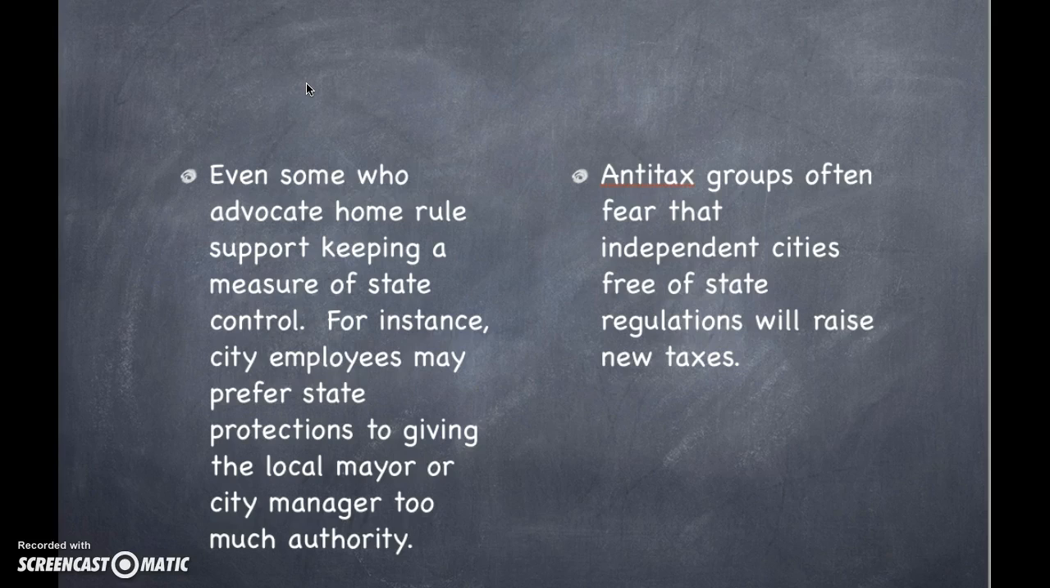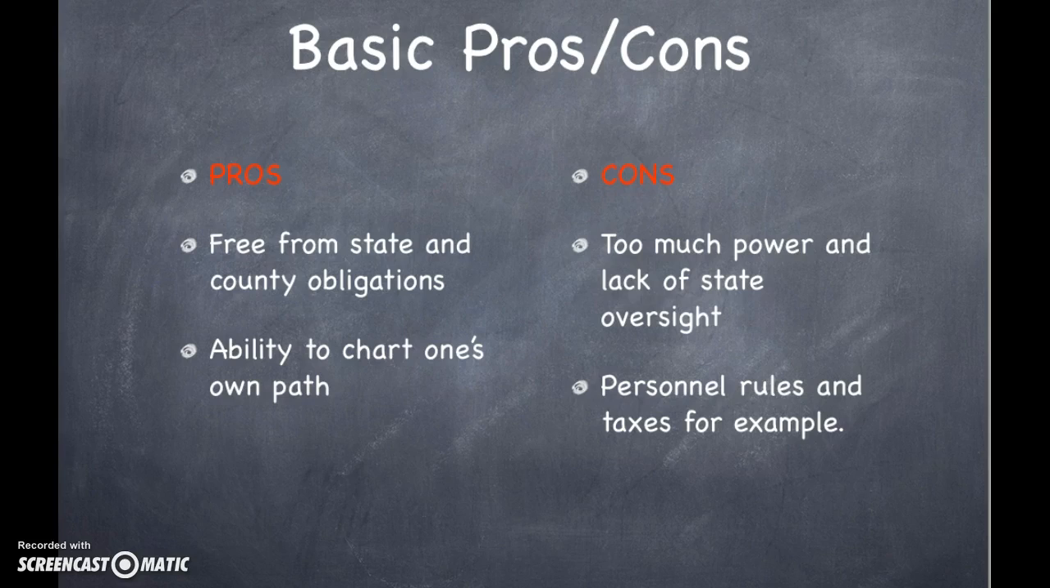Anti-tax groups often fear that independent cities free of state regulations will raise new taxes. So again, even if you want to become a charter city or use the home rule option, if your constituents are afraid that you're going to raise taxes, then somehow you can put something in your charter so that the citizens will understand that that's not something that's going to happen. But again, that's something that local government and those who draft a charter would have to put in the charter or the city's constitution.